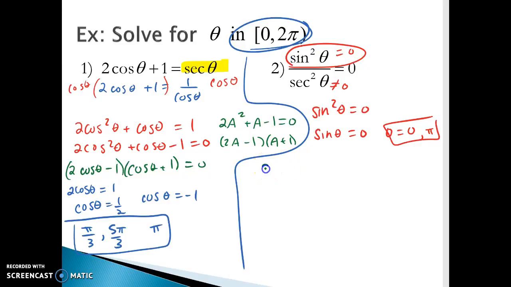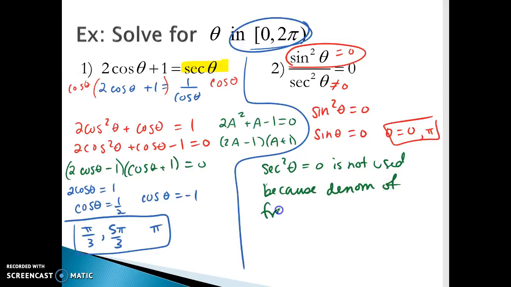Again, I want to make sure we understand secant squared theta equaling 0 is not used, because the denominator of a fraction can never equal 0. So all we need to do is focus on the numerator.